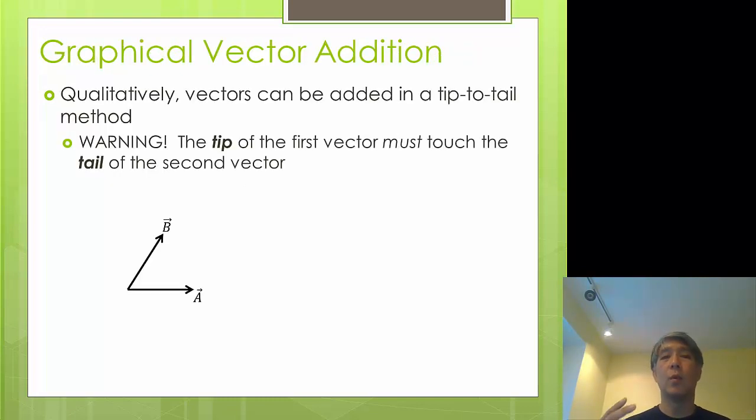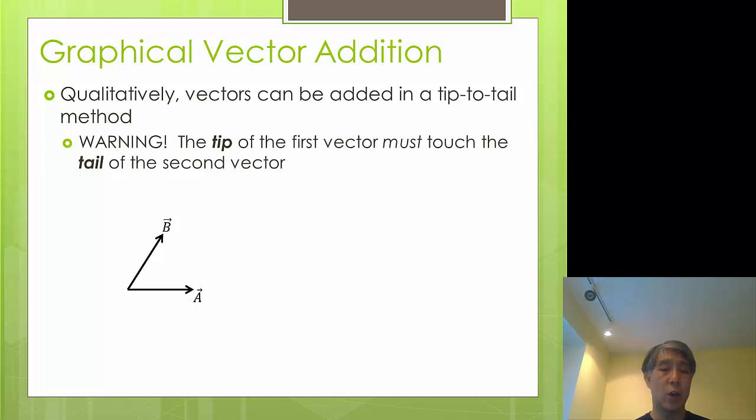Graphically, we need to be very careful here in that the vectors can be added using a tip-to-tail method. That's the primary method that we work with. The various books have slightly different methods, but I like to teach the tip-to-tail method. When I use the tip-to-tail method, the warning I want to make to you is that the tip of the first vector must be followed by the tail of the second vector.